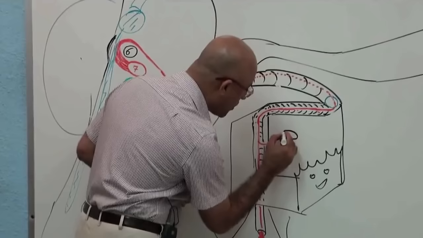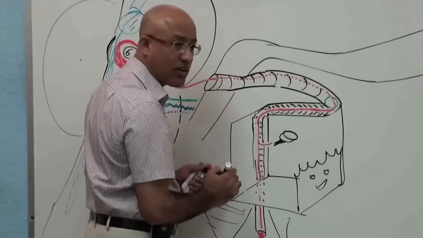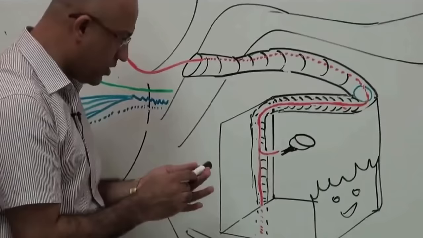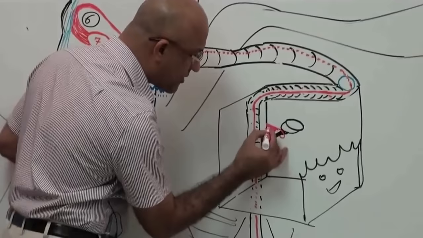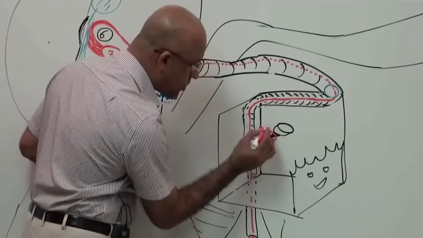What is this bone called? Stapes. Is that right? And this bone is controlled by a muscle, and that muscle is called stapedius. What is this muscle called? Very good. Stapedius muscle. Some of you know about it. That's great.